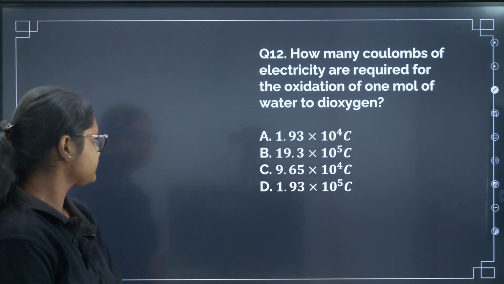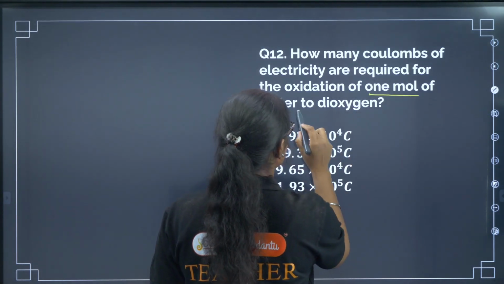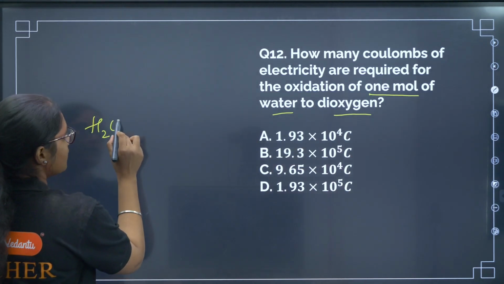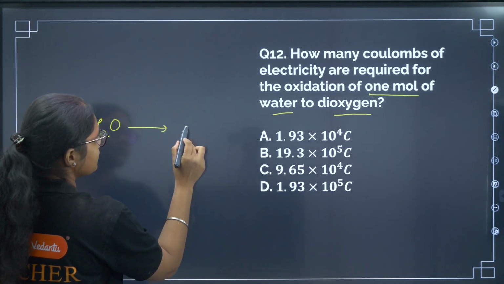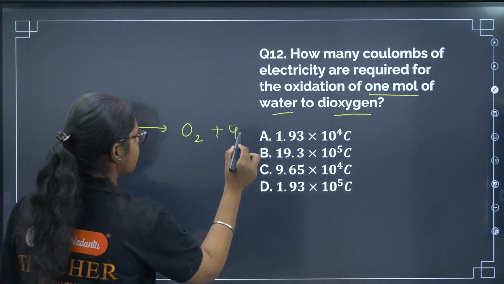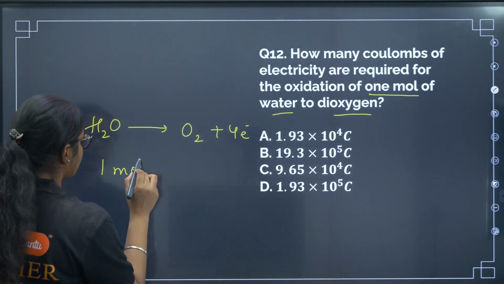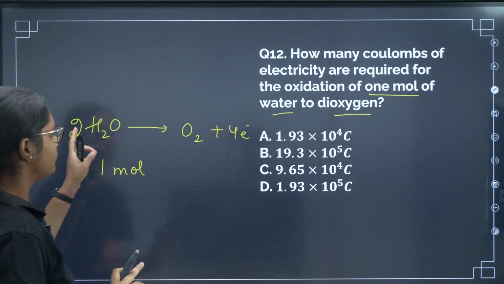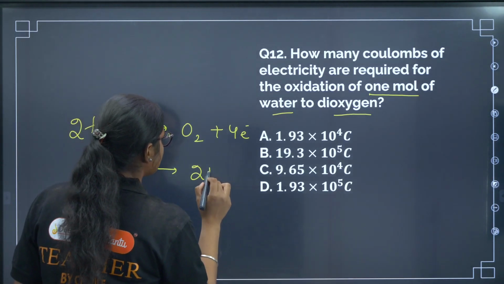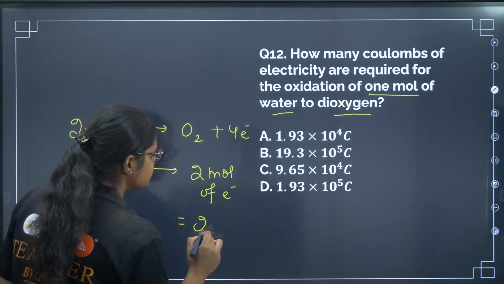Okay, next. How many coulombs of electricity are required for the oxidation of 1 mole of water to dioxygen? So we know when water undergoes oxidation to give you dioxygen, for 2 moles of water we have 4 electrons, right? I am not writing the complete reaction, but you can see for 2 moles of water 4 electrons are used. So for 1 mole, that means 2 moles of electrons will be used. 2 moles of electrons means 2 Faraday.